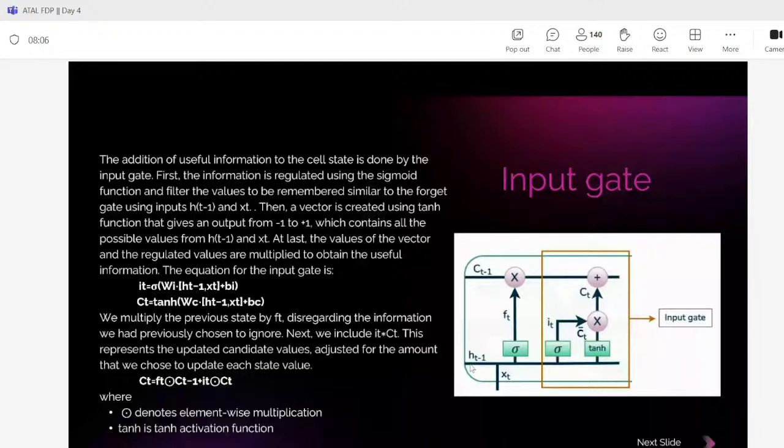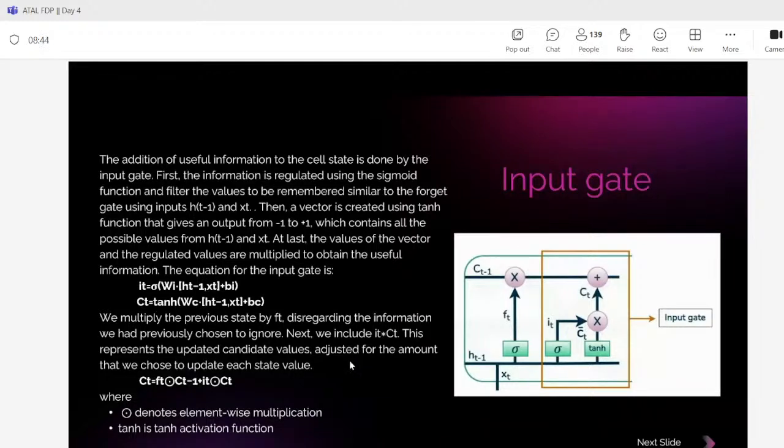At last, the values of the vector and the regulated values are multiplied to obtain the useful information. The equation for the input gate is it equal to sigma of Wi of ht minus 1, comma xt, plus bi. We multiply the previous state by ft, disregarding the information we had previously chosen to ignore. Next, we include it into ct. This represents the updated candidate values, adjusted for the amount that we choose to update each state value.